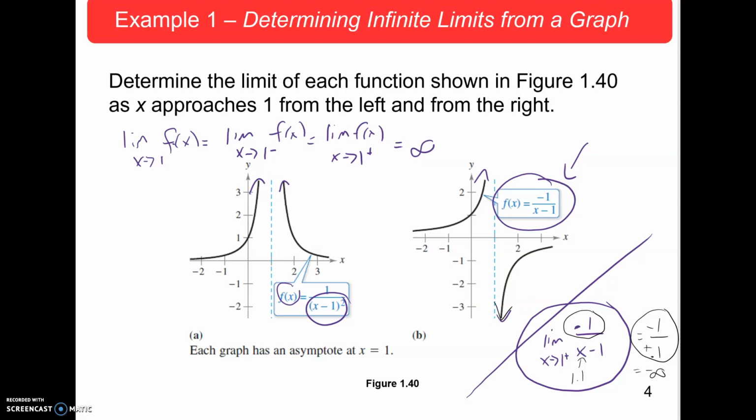Okay. And then the next thing we're going to do in this video is talk about vertical asymptotes, which you already know, right? There's a connection here, right? If your limit goes to infinity as you approach some constant, then x equals that constant is an asymptote. Okay.